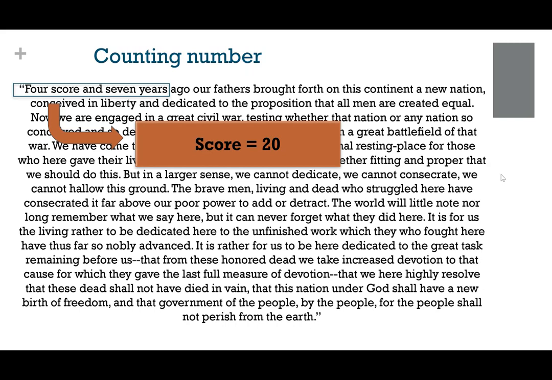Again, score doesn't have to talk about years. So if I say I have a score of dogs, how many dogs do I have? I have 20 dogs. If I have a score of apples, how many apples do I have? I have 20 apples. So a score is also a counting number, one that you probably were not terribly familiar with, but we got comfortable with it pretty quickly.